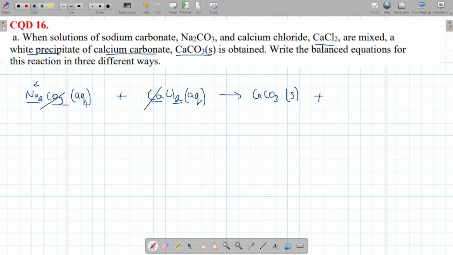You know how you have a cation and an anion? The cation is first and the anion is second in the compound. Which one's the cation? In this case, it's the Na2, because Cl2 here is the anion. Why is it the anion? Because it's the second one in the compound. In CaCl2, Cl2 is the second, but in Na2CO3, the Na2 was the first. So we put Na2Cl2.